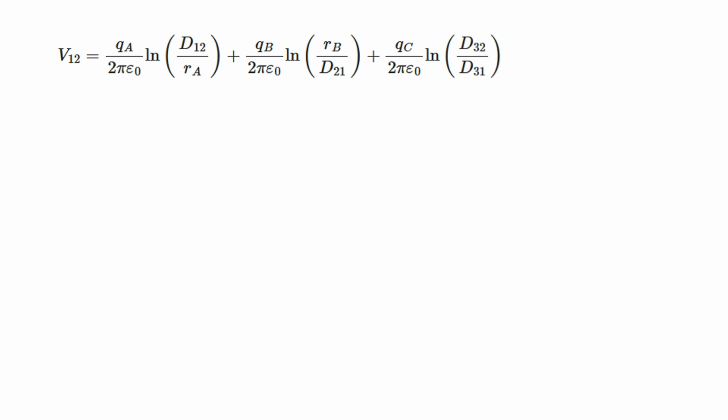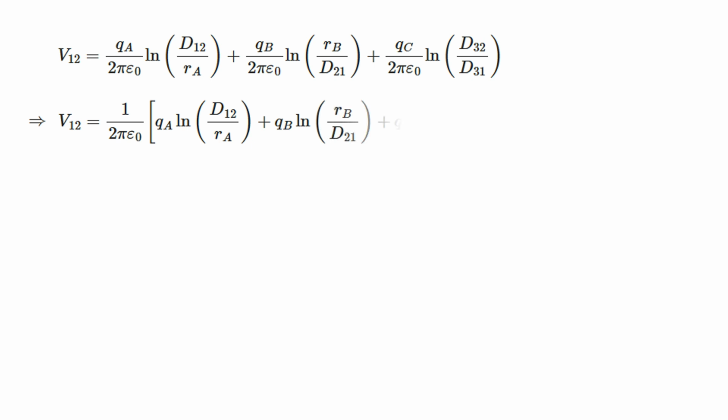Now, if we take the common factor of 1 divided by 2 pi epsilon 0, we get V_12 equals 1 divided by 2 pi epsilon 0 within brackets Q_A into the natural logarithm of D_12 divided by R_A plus Q_B into the natural logarithm of R_B divided by D_21 plus Q_C into the natural logarithm of D_32 divided by D_31. So, this is the expression for the voltage appearing across positions 1 and 2 when all three conductors are present in the system at their respective positions.